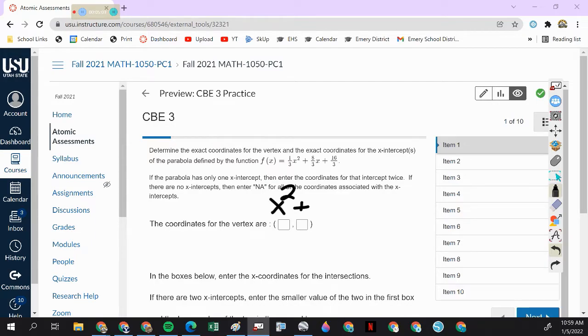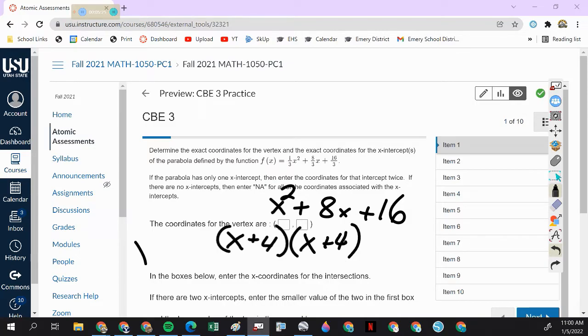We get x squared plus 8x plus 16. Is that going to factor? Two numbers that multiply to be 16 and add to be 8. 4 and 4. So we get x plus 4 and x plus 4. So my answers are -4 and -4. Okay, but how does it want us to present those answers?